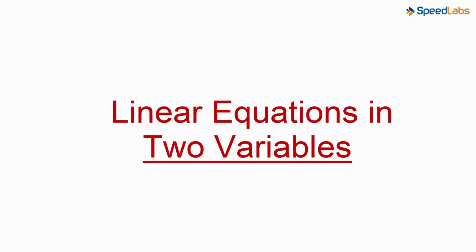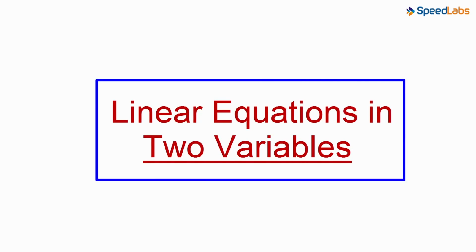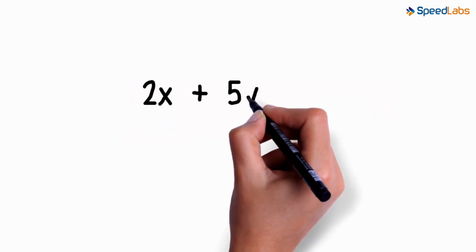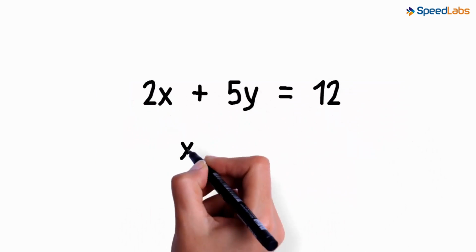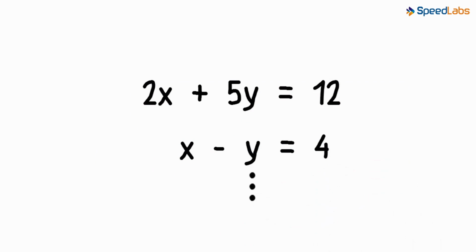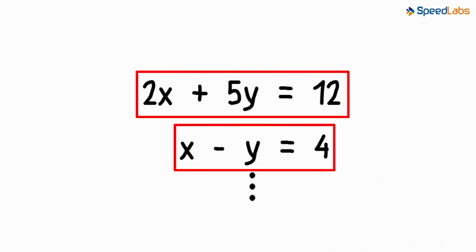Before we move on to how linear equations are plotted on the coordinate plane, let's quickly review what linear equations in two variables are. We've seen equations like 2x plus 5y equals 12 or x minus y equals 4 and so on. These are examples of linear equations in two variables. Each of the equations has two variables x and y.